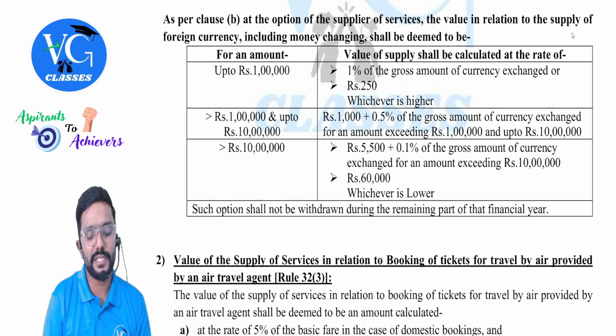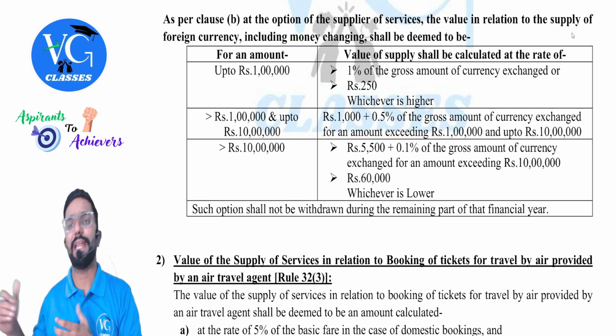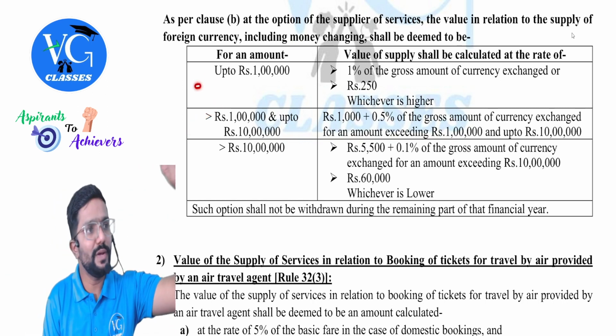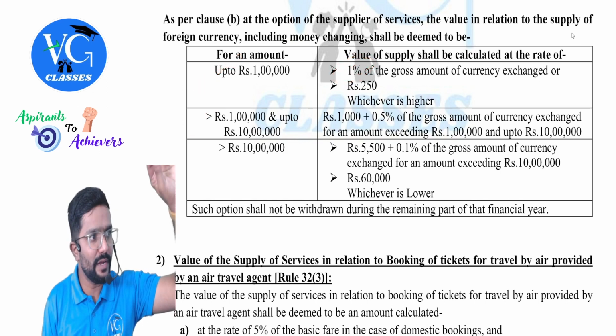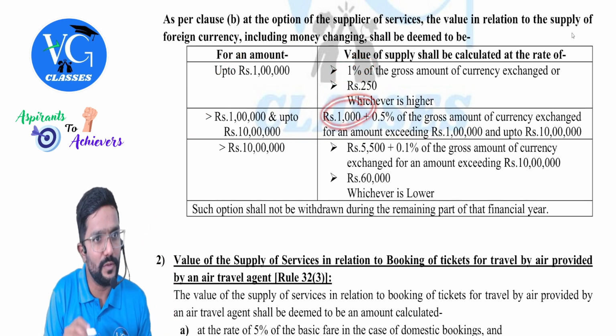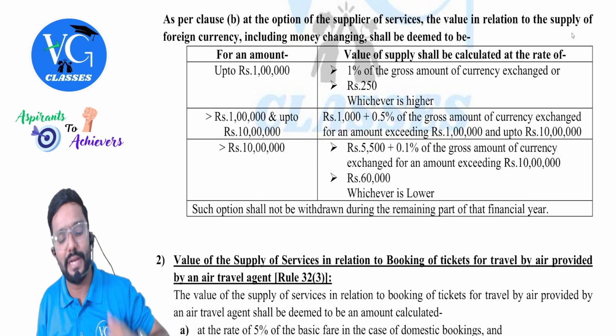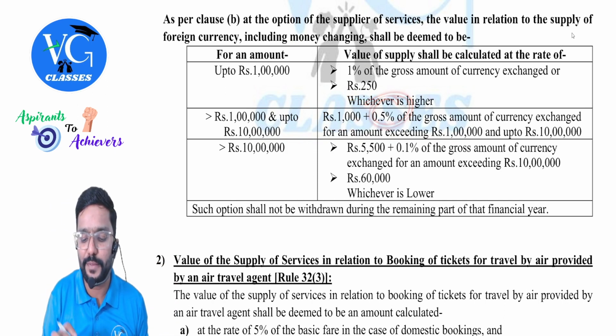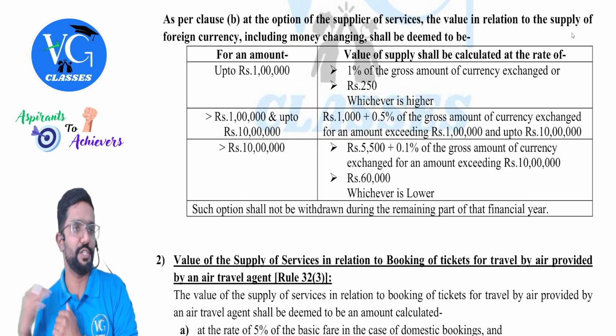Sir, what if the amount exchanged is more than 1 lakh, but up to 10 lakh? Then up to 1 lakh, it is 1%. Up to 1 lakh, 1%. Comes to how much, people? 1,000. Plus, over and above 1 lakh, it would be 0.5% of the gross amount of currency exchange.